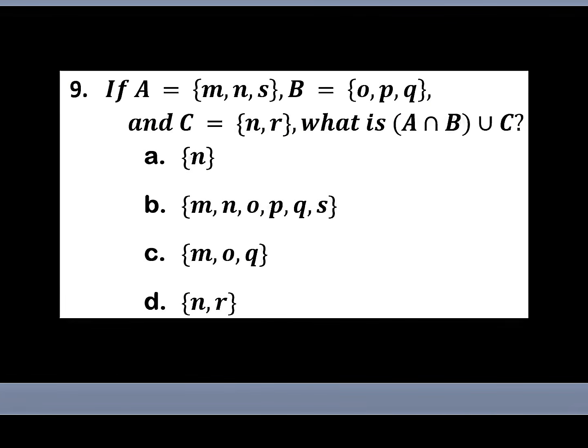The last number: if set A has the set of M and S, set B the set of O, P, Q, and set C we have the set of N, R, what is A intersection B? After that, you have to make a union to C. First, we need to answer A intersect B, which is, there is no common element to both A and B, so the answer is empty.